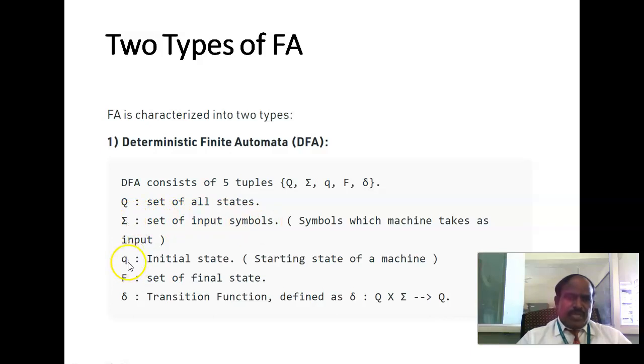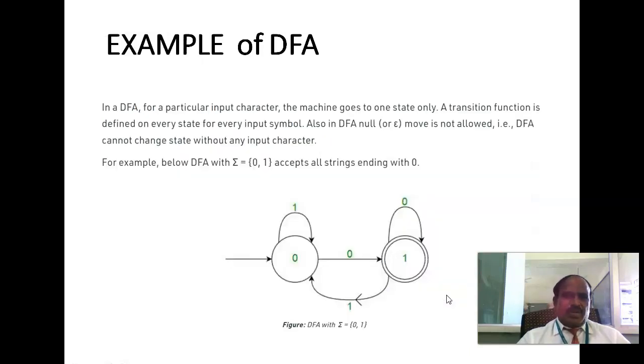Small q is the starting state of the finite automata. Capital F is the set of final states. There is a possibility of more than one final state, so we call it a set of final states. The transition function is defined as delta: Q cross sigma gives Q. That is, from a state in the set of states Q, followed by the corresponding input symbol, it gives the next state. So Q into sigma gives the next Q, the next state. Now, an example of DFA.